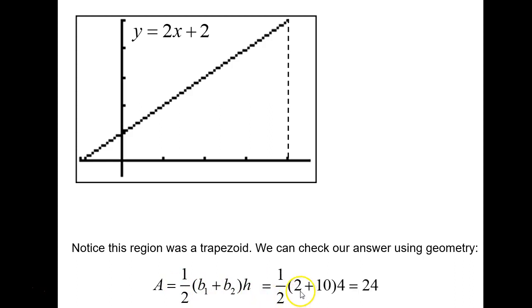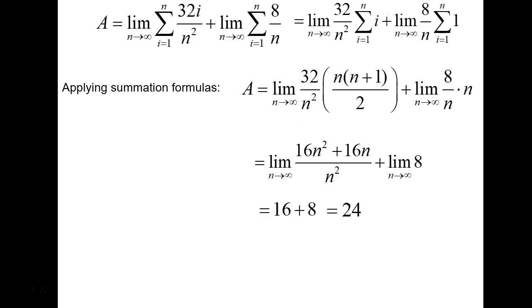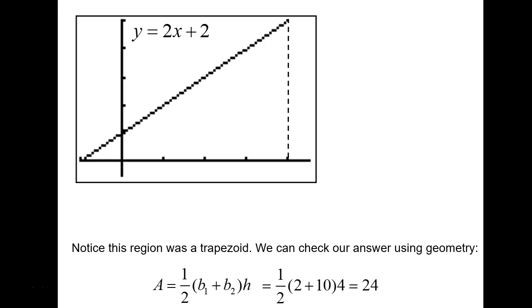In this case, base 1 is 2, base 2 is 10. The height is the distance between them. The bases are the sides that are parallel. That's 4, so the area is 24. And that's what we got using our summation, 24. So the method does work. We just proved it using geometry.